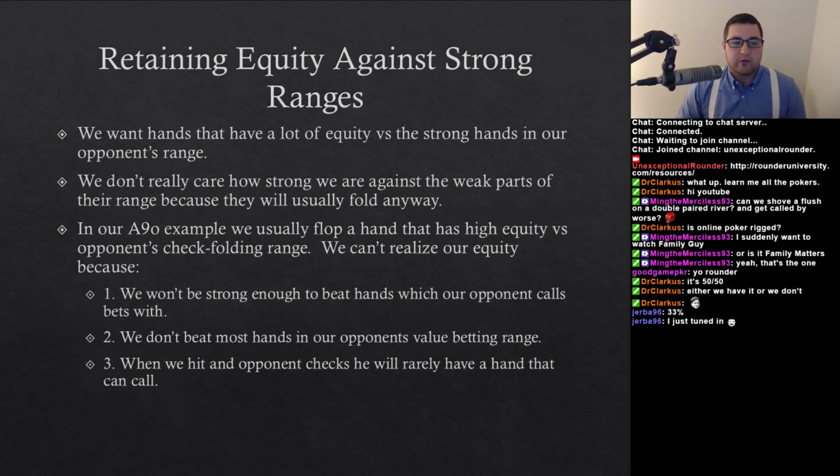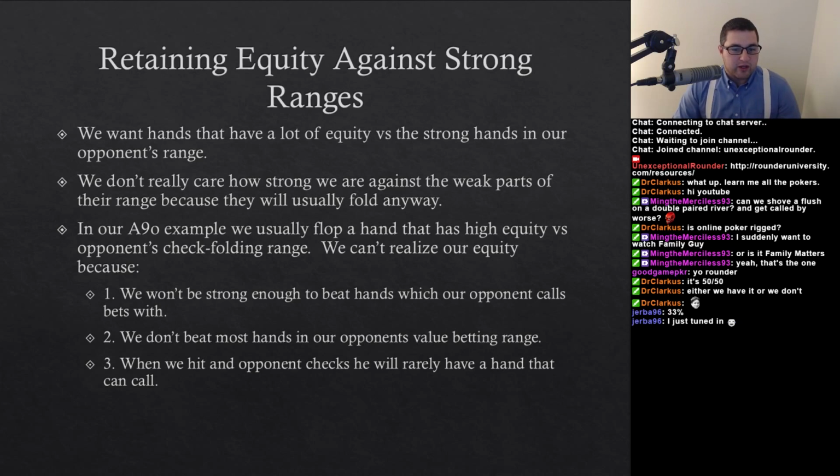Now that we know what equity is, let's talk about a more complex idea, which is retaining equity against strong ranges. For all these reasons, despite Ace-9 having high equity, we'll usually make very little money with it. We want to focus on playing hands which can beat the value part of our opponent's hands by the river and retain their equity well, allowing us to bet and call on multiple streets and win large pots with big hands.